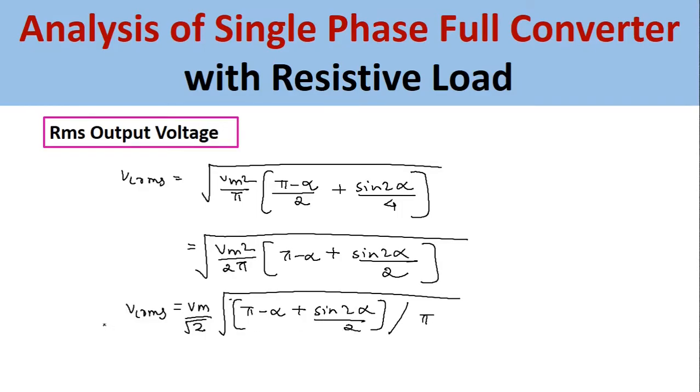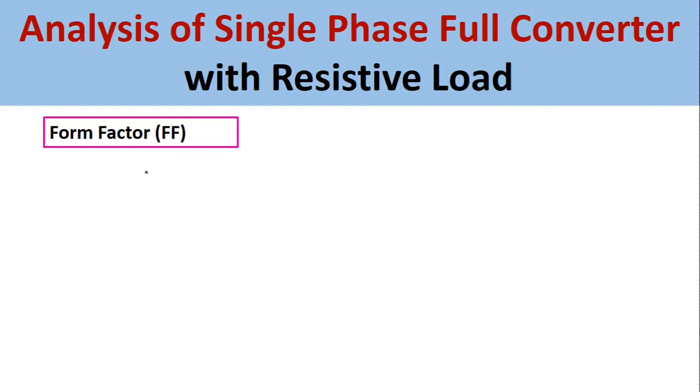So this is the final equation for the RMS output voltage for single phase full converter with resistive load. Now we will find out the form factor. This form factor is represented by FF, which is equal to VL RMS divided by VL DC.